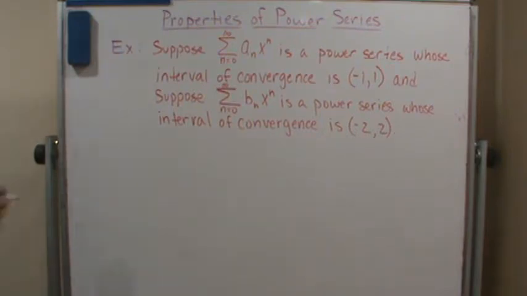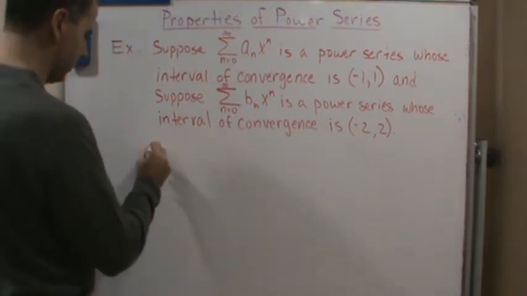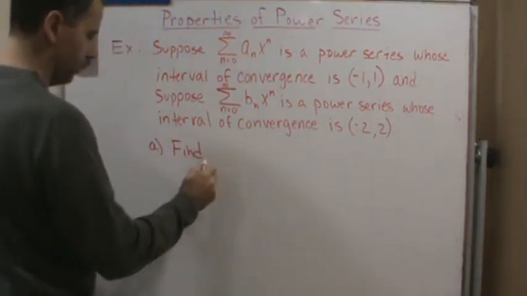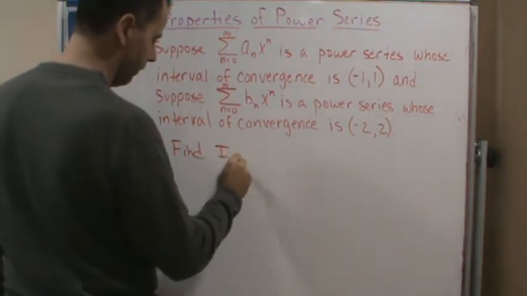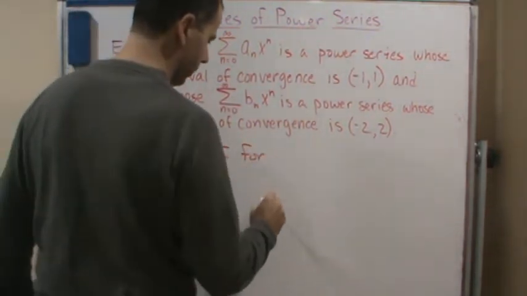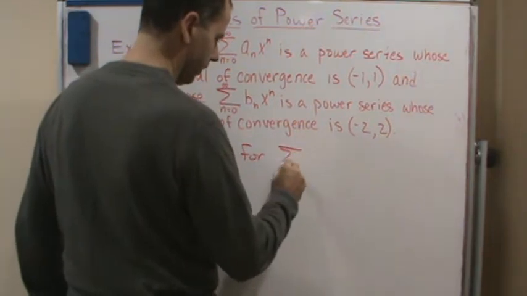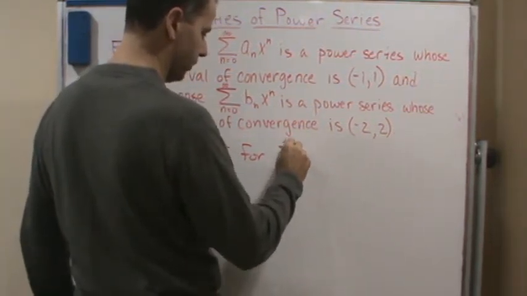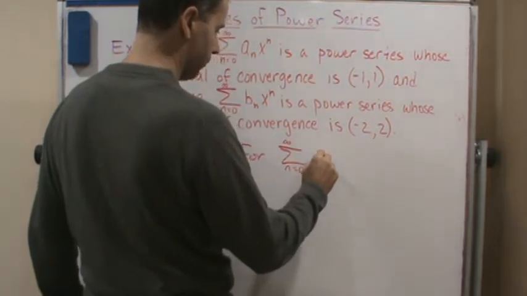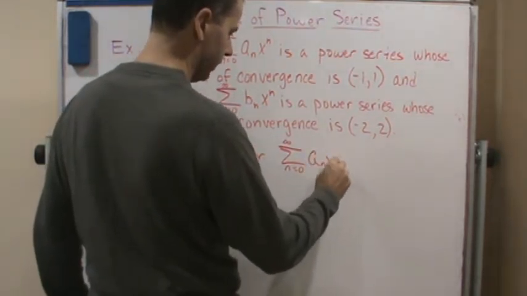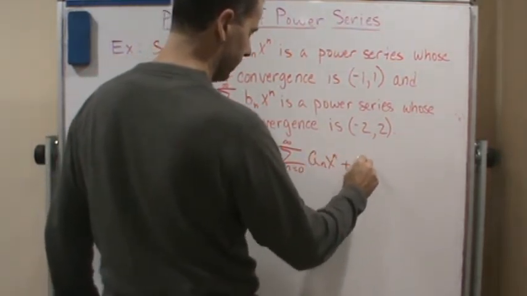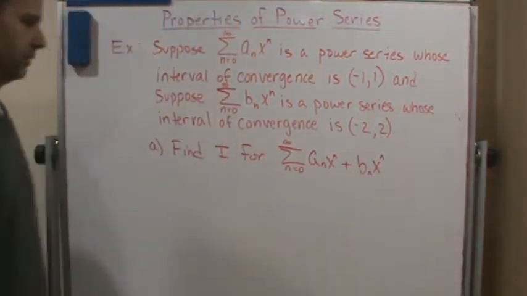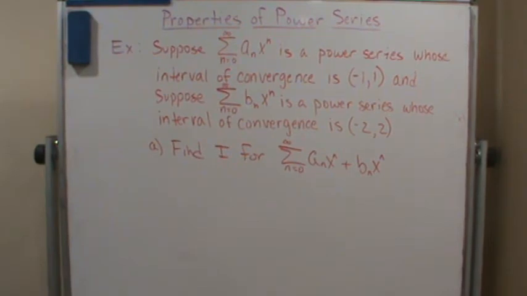Okay, so we want to find the interval of convergence. So A, find I for the series n equals 1 to infinity of a sub n x to the n plus b sub n times x to the nth power.